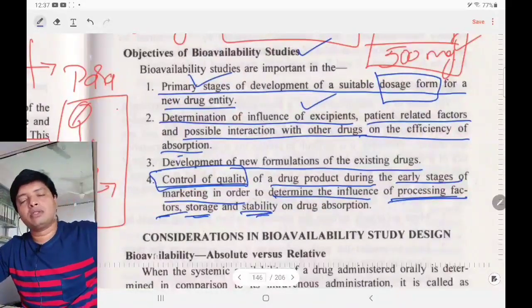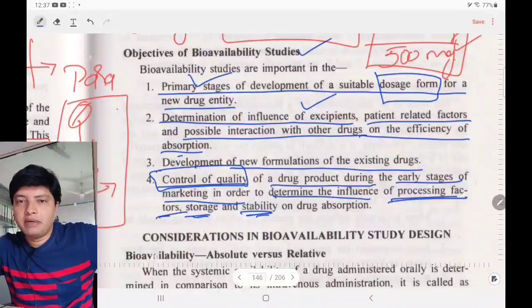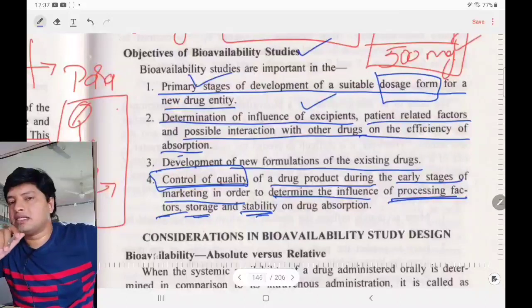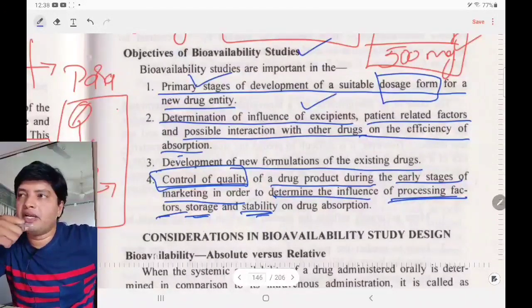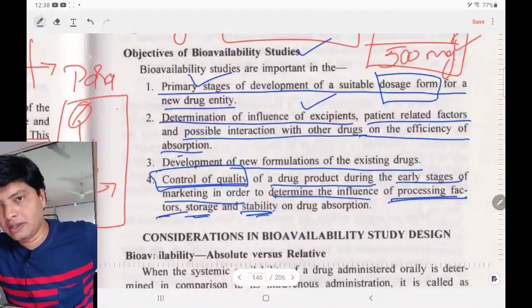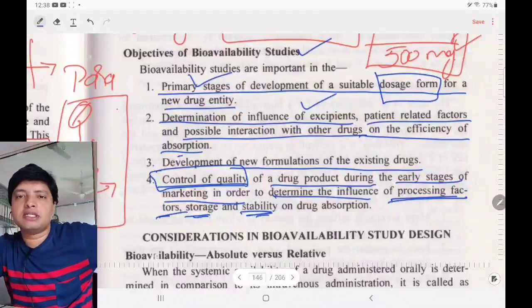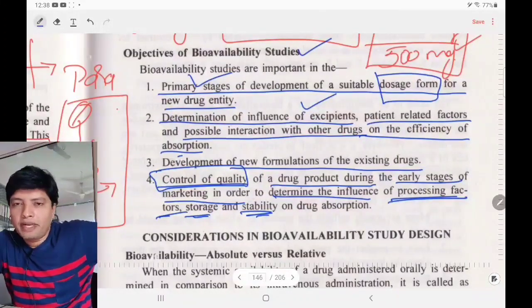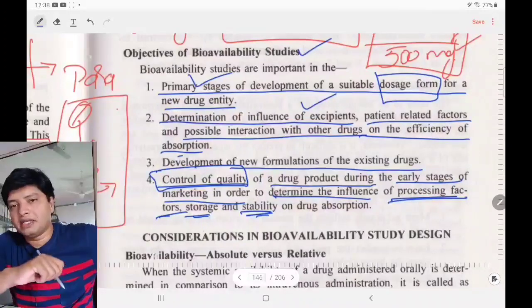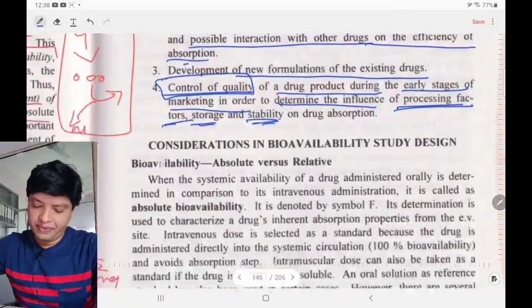And finally stability: how stable is my drug? To know that also I need to conduct the bioavailability study. If the drug is not stable, let's say the drug is degrading in acidic pH, and I don't know that. I have given the tablet to the patient and I am waiting for a response. There is no response. Why? The reason is the drug is getting degraded in acidic pH. Because the drug is getting degraded, less drug is absorbed into the systemic circulation and there will be no therapeutic effect for the patient. To know this effect also I need to conduct bioavailability studies.